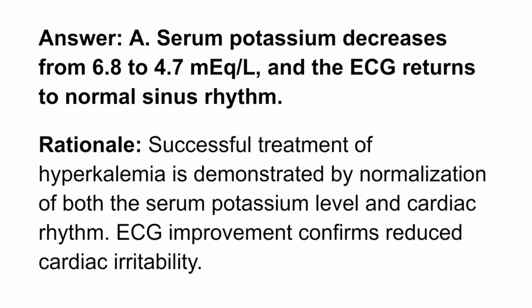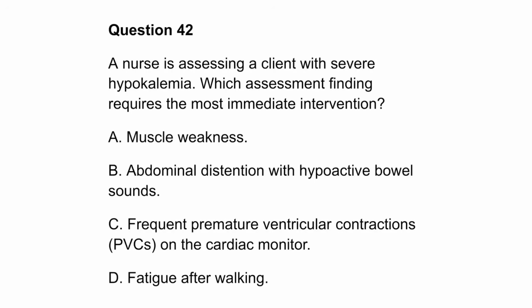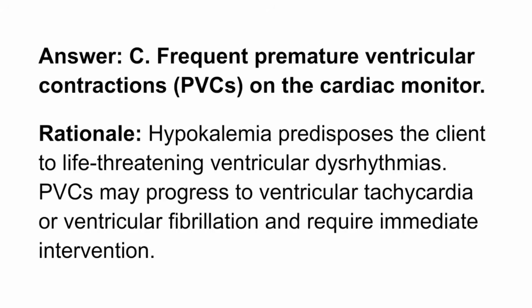ECG improvement confirms reduced cardiac irritability. Question 42. A nurse is assessing a client with severe hypokalemia. Which assessment finding requires the most immediate intervention? A. Muscle weakness. B. Abdominal distension with hypoactive bowel sounds. C. Frequent premature ventricular contractions, PVCs, on the cardiac monitor. D. Fatigue after walking. Answer: C.